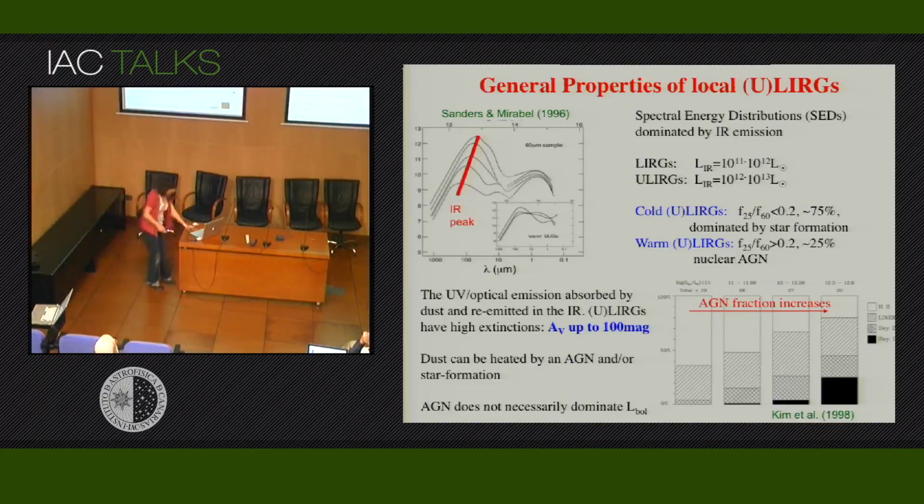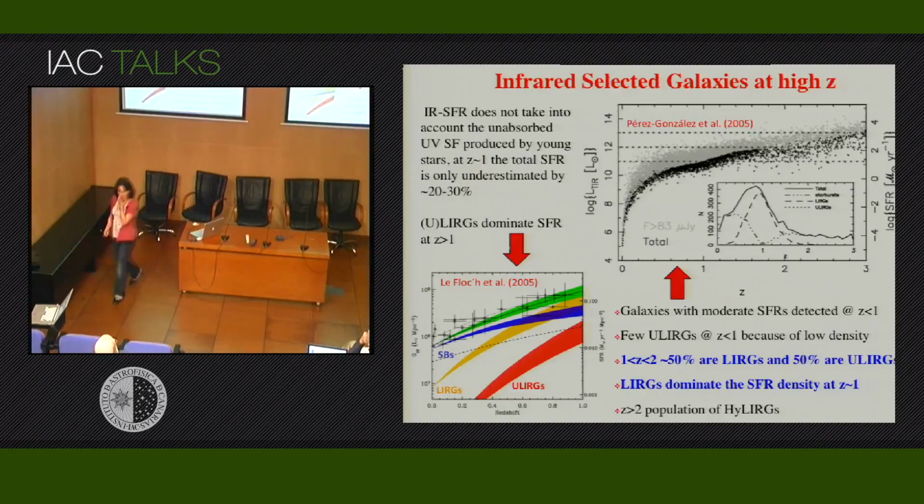In the local universe, LIRGs and ULIRGs are a very small fraction of the galaxy population. But we know now, first with ISO and now with Spitzer, that LIRGs and ULIRGs are very common at high redshift. I'm just showing here two different graphs. This is from Pablo Pérez González using early Spitzer data. This is the infrared luminosity versus the redshift. Galaxies above this line here would be classified as LIRGs, and above this line here would be classified as ULIRGs. At redshift higher than 1, you're mainly dominated by this population of LIRGs and ULIRGs.